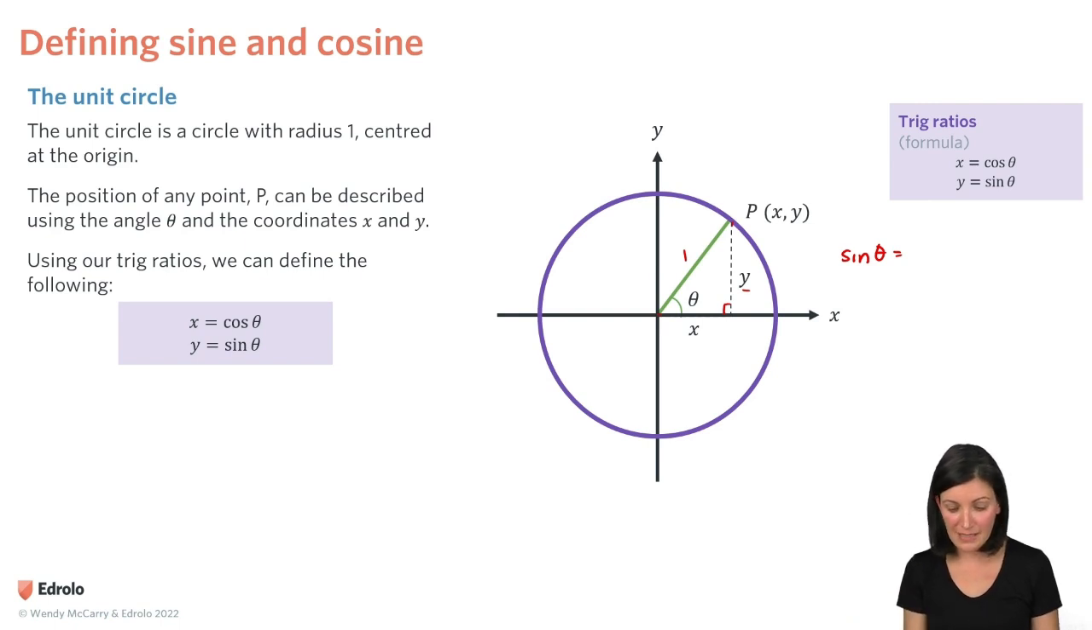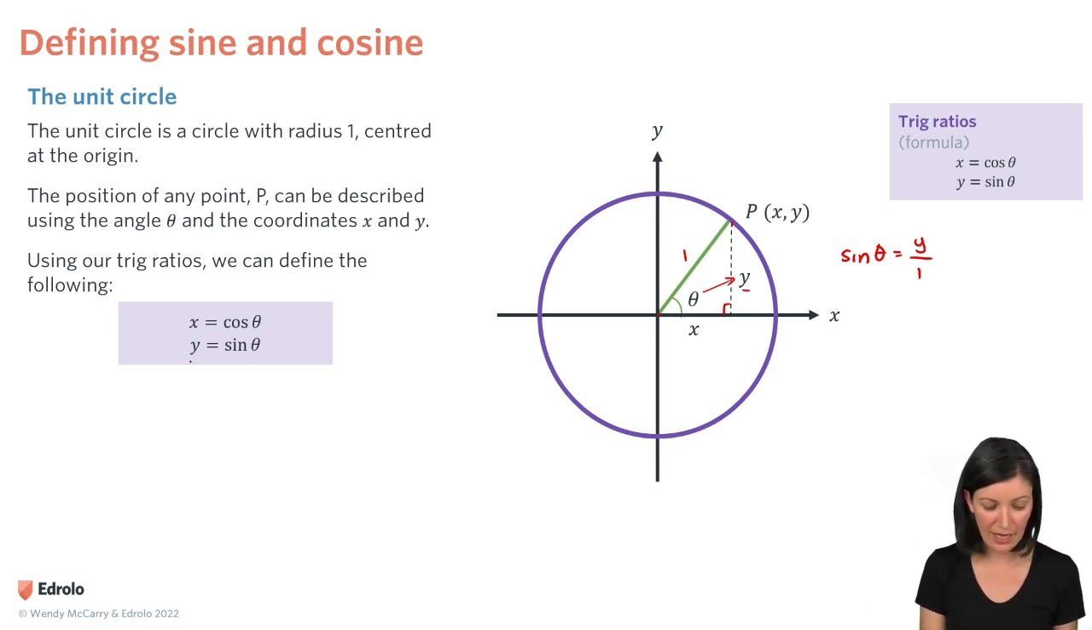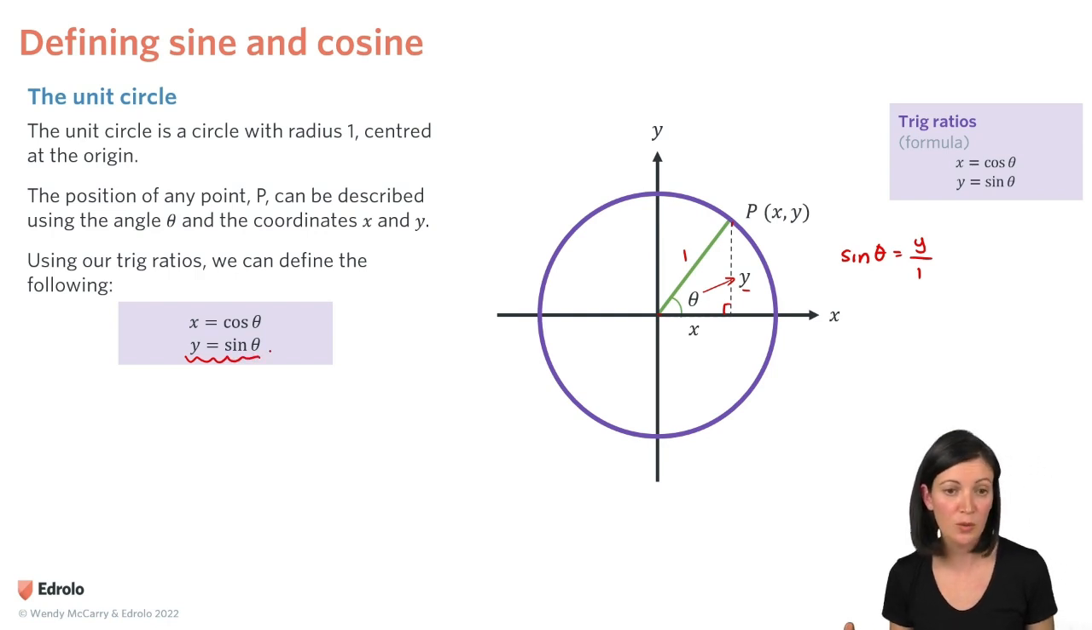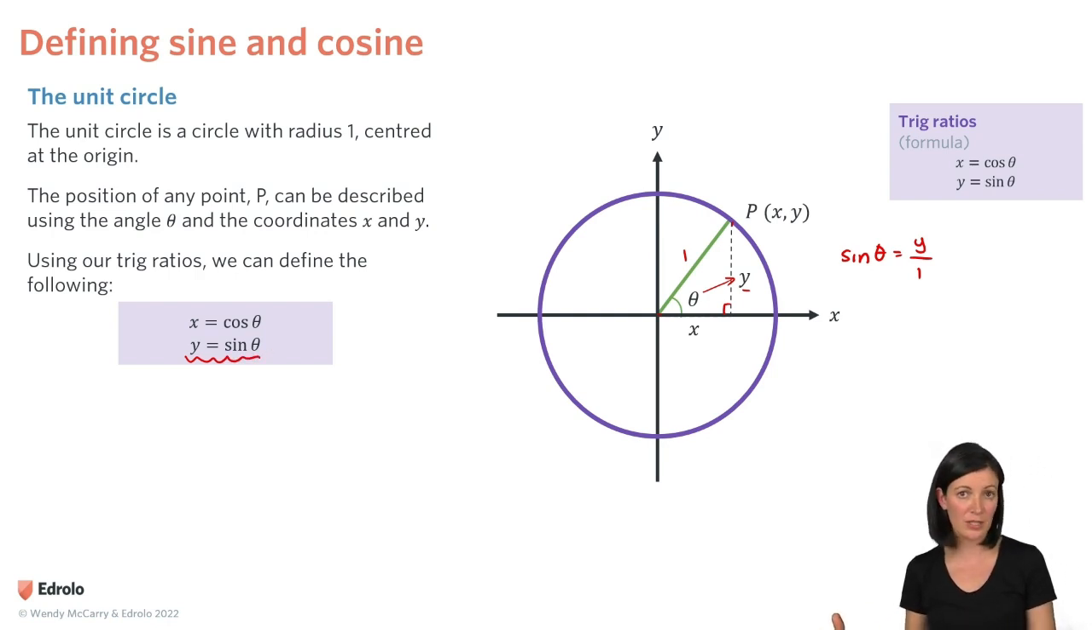So the opposite in this case is y, right? That's the side opposite to theta. And the hypotenuse in this case is 1. We know that it's a measure of 1 because it's a unit circle. Okay, so that's where I get this relationship that the sine of theta is equal to y. It's equal to the y coordinate, okay? And that's like the definition of sine all the time, right?